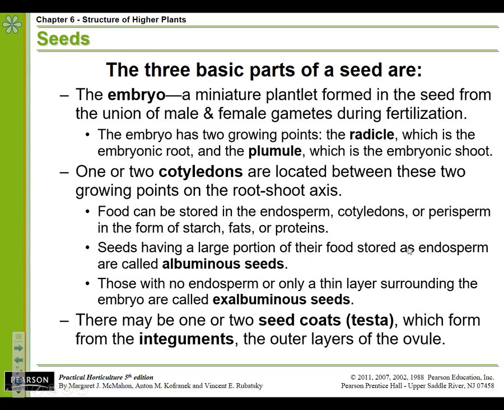So the seeds that have a large portion of their food stored as the endosperm are called albuminous seeds. Then those that don't have an endosperm or a very thin layer surrounding the embryo are called exalbuminous seeds. We also look at seed coats, which are basically there to keep the seeds dormant. And which is very important for us for crops. If we're growing plants from seed, we need those seeds to remain dormant. And the seed coat is partially what does that. We have to remove the seed coat in order to get the seeds to germinate and develop into plants. And we do that through various means.